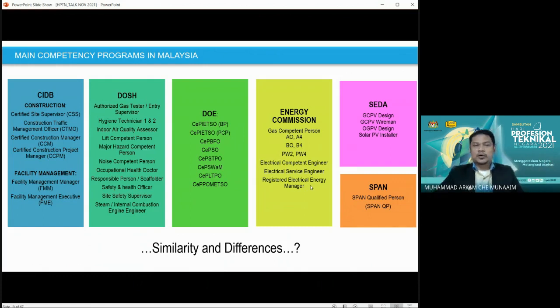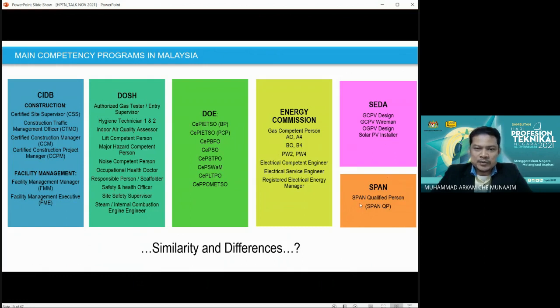So these four, we can say that from the agencies through the Energy Commission, DOE, DOSH, as well as the CIDB. We have also from SEDA, Sustainable Energy Development Authority, evaluating or producing the GCPV design, GCPV wireman, OGPV off-grid photovoltaic design. This is grid-connected photovoltaic designer, grid-connected photovoltaic wireman who do the wiring works. OG, off-grid photovoltaic designer, solar PV installer, another competent person from SEDA.